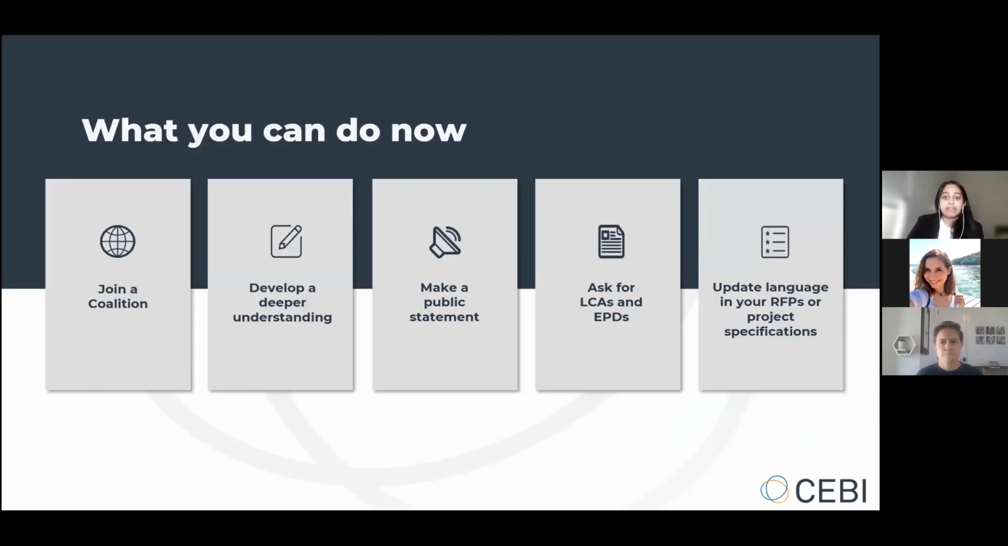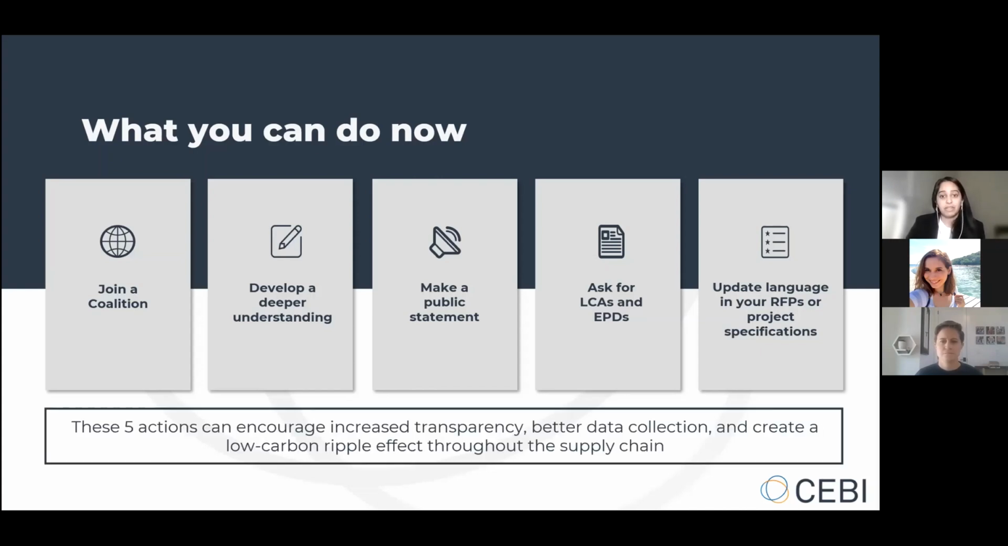Right about now, you're probably thinking, okay, this is all great, but how on earth are we actually supposed to do any of this? So we've built 5 actions that you can take to send a strong demand signal for low carbon solar. And those are joining a coalition, developing a deeper understanding, making a public statement, asking for carbon analyses, and updating your project specifications. These 5 actions can encourage increased transparency, better data collection, and create a low carbon ripple effect throughout the supply chain. I'm going to break them up into groups and talk about them in a little bit more detail.